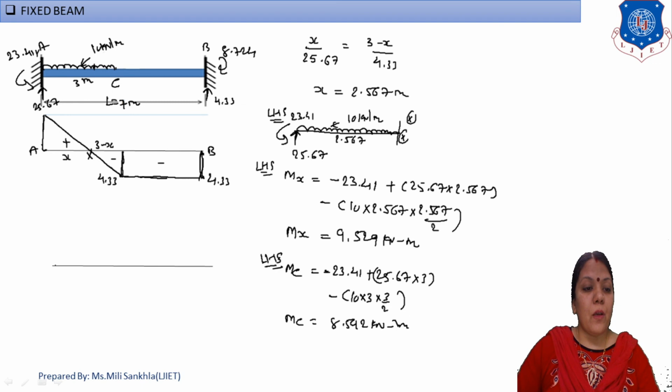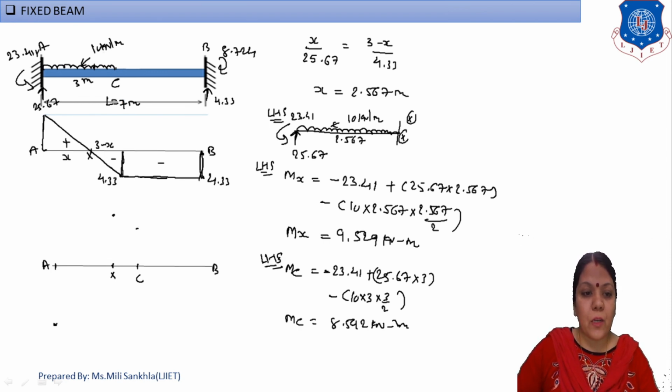Now we draw the BM diagram with respect to the given moments. First of all, draw the reference line and mark the points. This is A, this point is my X point, and this point is my C point. First of all, mark the points. At point A we get 23.41, that means somewhere here. At point X we get 9.529, somewhere here. At point C my value is 8.5, just here. And at point B, 8.7, that means here.